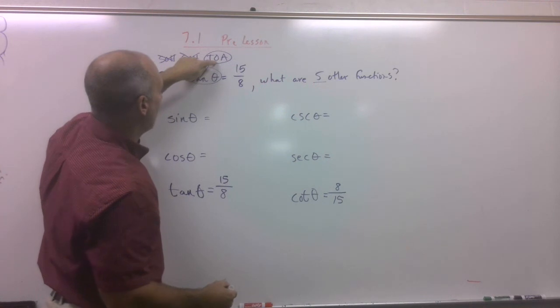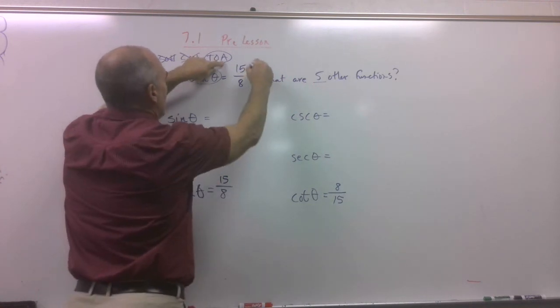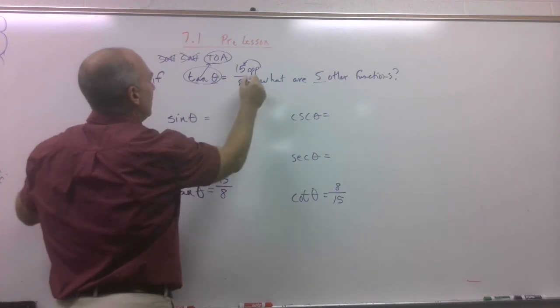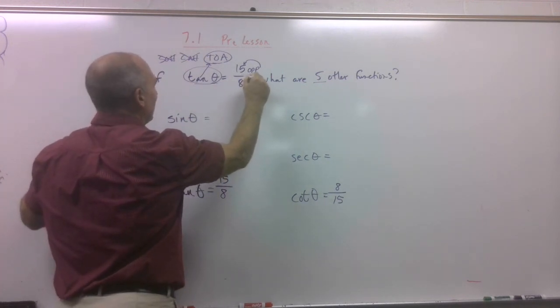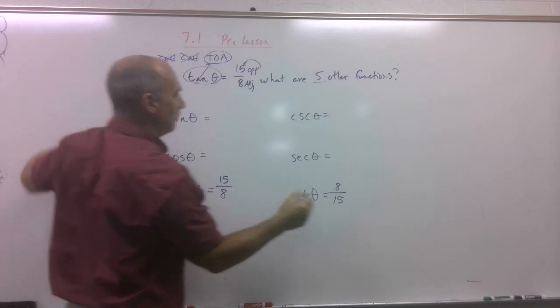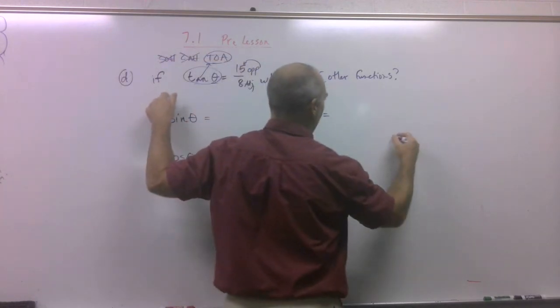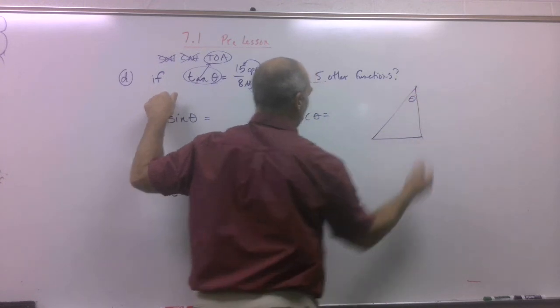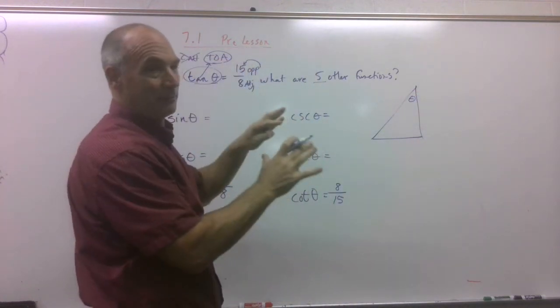Well, if tangent is opposite over adjacent, that's their way of telling you that 15 is the side opposite the angle and that 8 is the adjacent side. So if I try to get a picture and I try to do it with some accuracy, now I'm going to draw a little random one. And I'm like, okay, now your drawing might not be to scale.